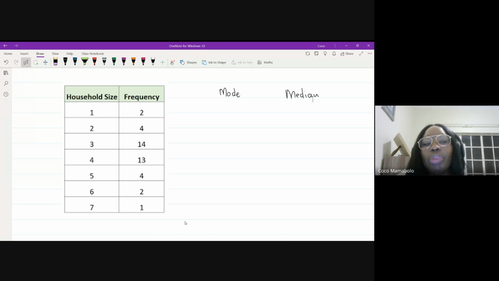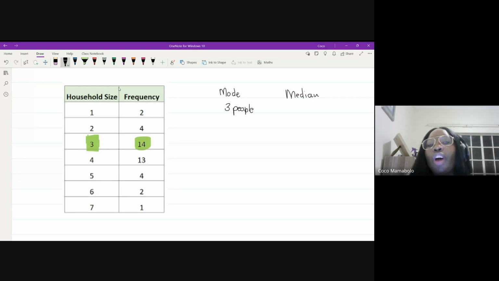Okay, so let's see. What is the modal household size? Who can tell me? That's it. Correct, Hulani. Lovely. It's 3 because we're looking for the thing with the highest frequency. The highest frequency is 14, which means 14 households have 3 people in them. So our modal household is 3 people.